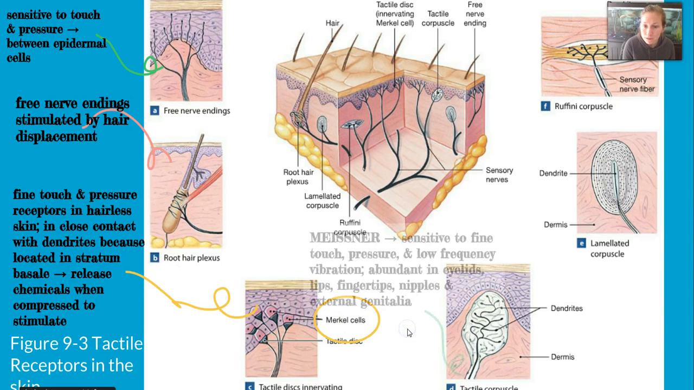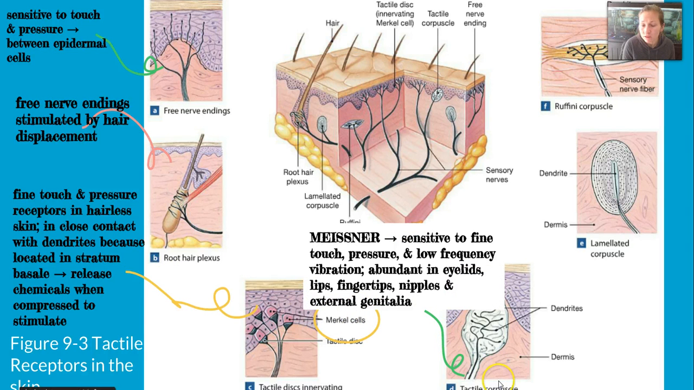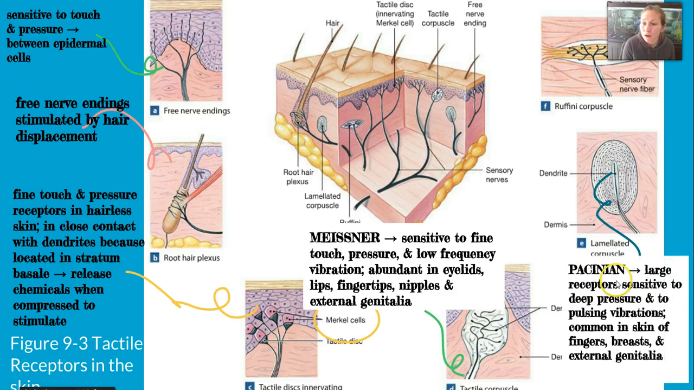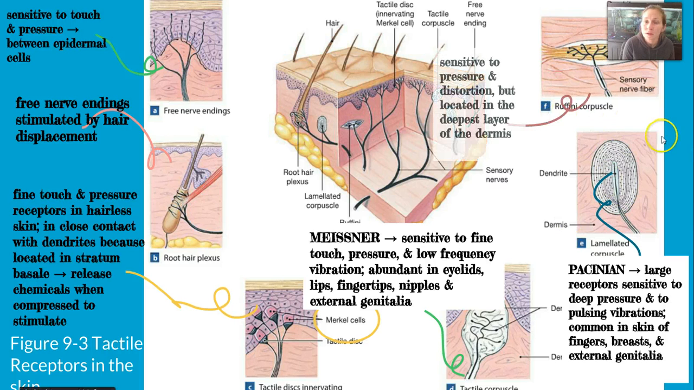and they're going to release chemicals when compressed to stimulate. Our Meissner receptors, also known as our tactile corpuscles, are sensitive to fine touch, pressure, and low frequency vibrations. You find these abundant in your eyelids, lips, fingertips, nipples, and external genitalia. Our lamellated corpuscles, or Pacinian corpuscles, are large receptors sensitive to deep pressure and to pulsing vibrations. Common in skin of fingers, breasts, and external genitalia. And finally, our last one, the Ruffini corpuscle, is sensitive to pressure and distortion, and is located in the deepest layer of the dermis.